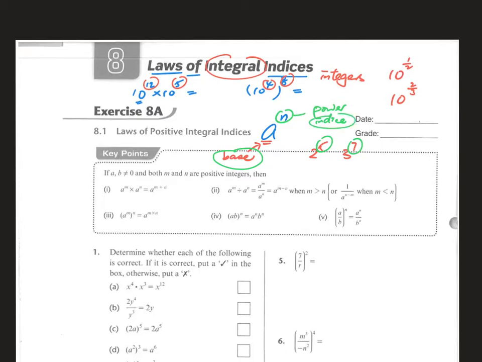Afterward, you should know the 5 rules or 5 laws that you had in Form 1. The first 2, hopefully, will be easy, talking about multiplication or division. When you have a to the power m times a to the power n, then you add up the powers together, m plus n.